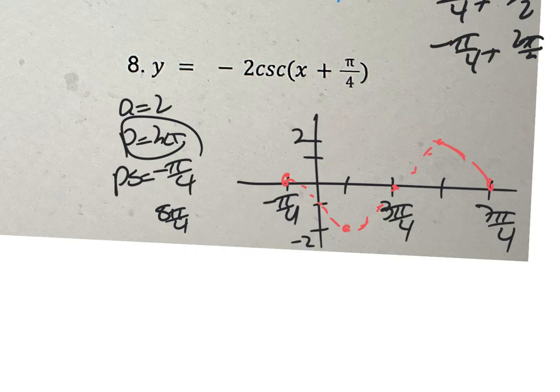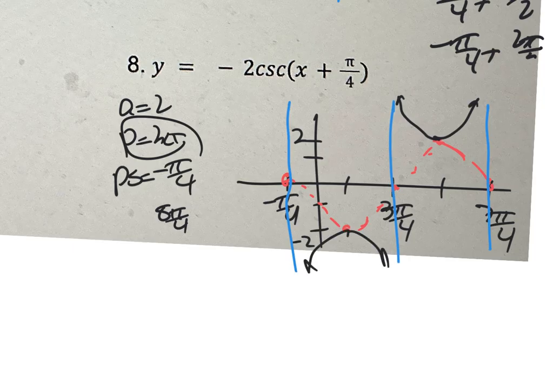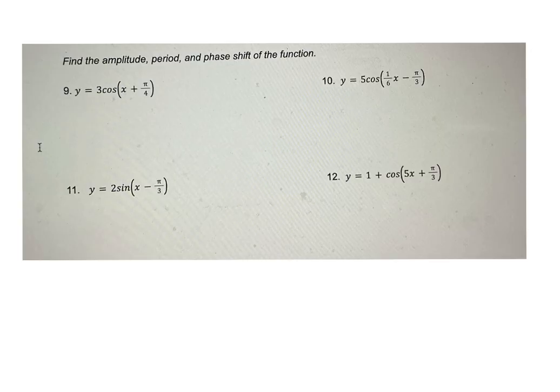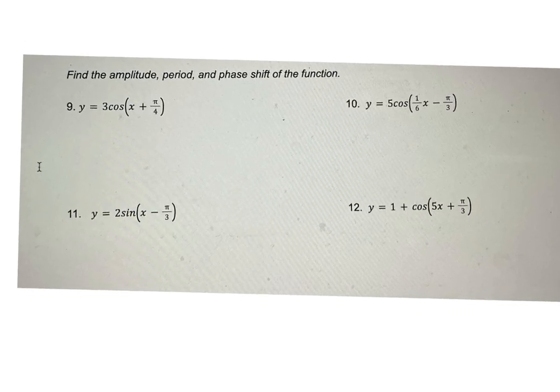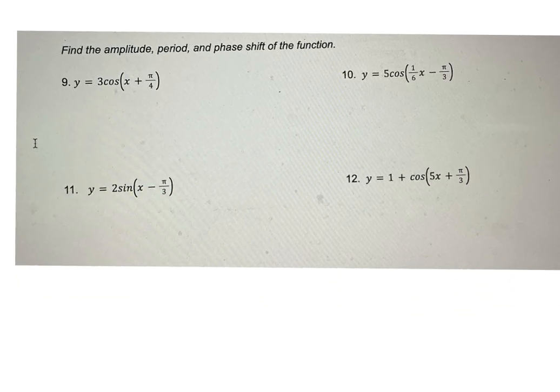Okay, and then my asymptote, I can have an asymptote there. Everywhere it crosses the x-axis, there's going to be an asymptote. And so my cosecant graph is going to look like this. Just flip the graphs between the asymptotes. Number 9 through 12, you do not have to graph these. Just got to tell the stuff. Okay, so here we go.